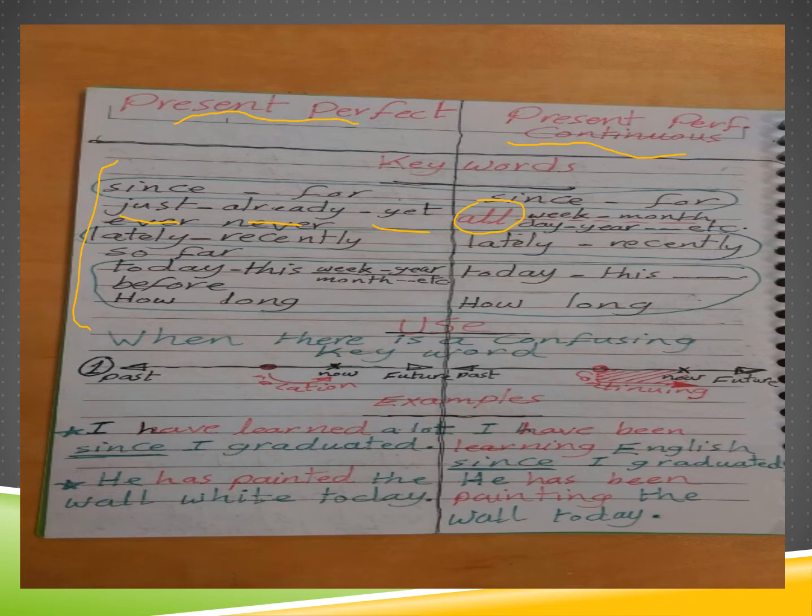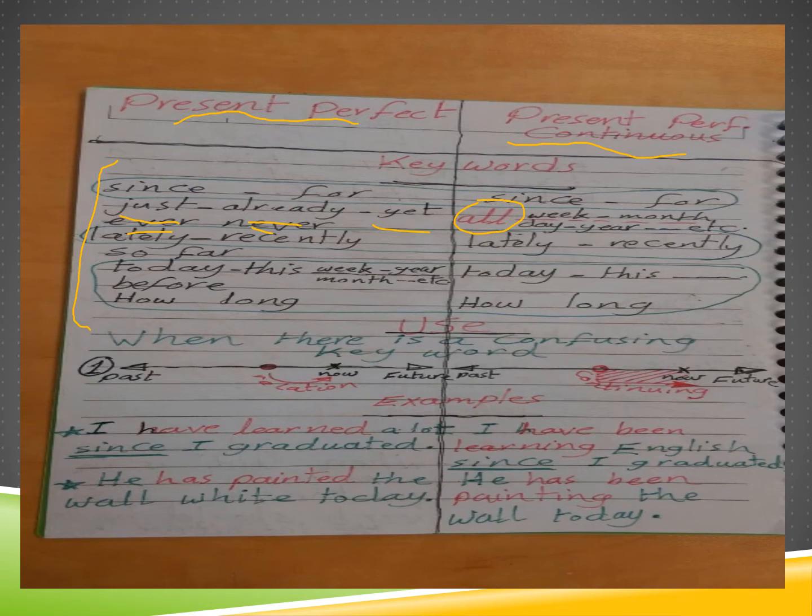And whenever you see the words just, already, yet, ever, never, whenever you find these five words, you have to think of only the present perfect, not the present perfect continuous, because as you can see, they are not mentioned under the present perfect continuous heading.